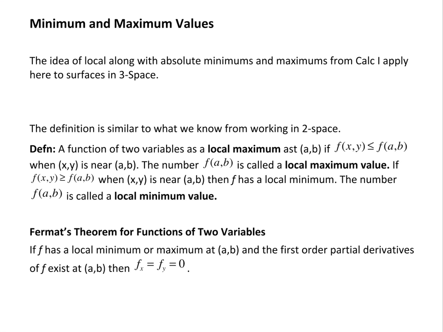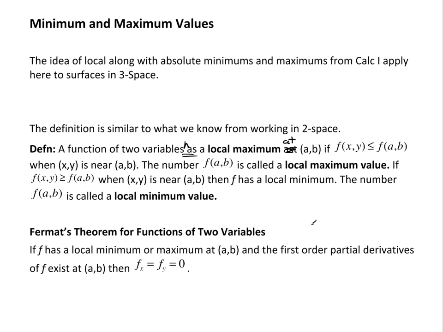Now, the definition for mins and maxes in 3-space is very similar to what we're used to using when working in 2-space. A function of 2 variables has a local maximum at (a, b) if f(x, y) is less than or equal to f(a, b) when (x, y) is near (a, b).